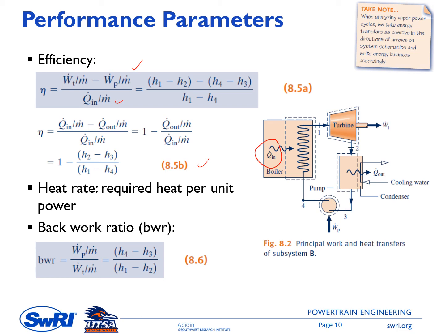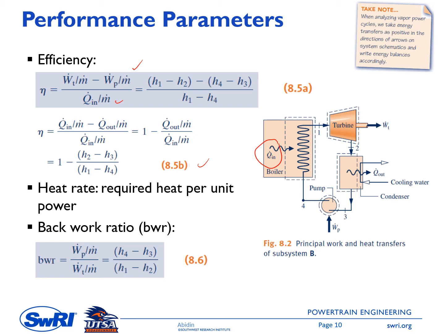Another parameter used to quantify the performance of the Rankine cycle is the heat rate. This represents the required heat per unit power, so this is Q_in over power. I think this is net power, so this is turbine power minus pump power.